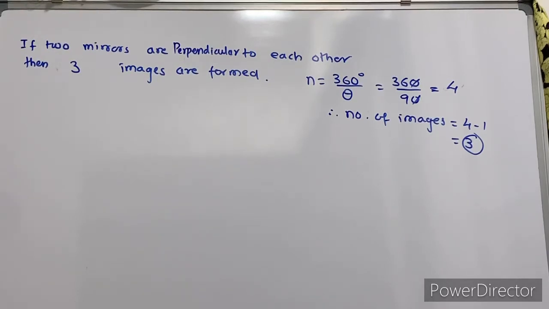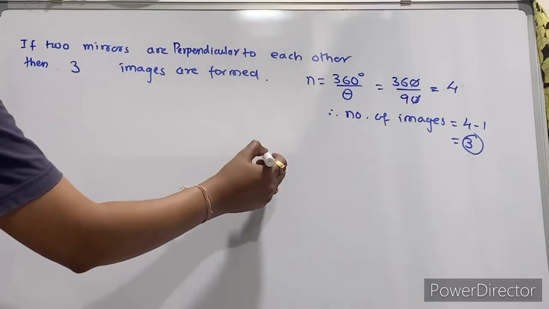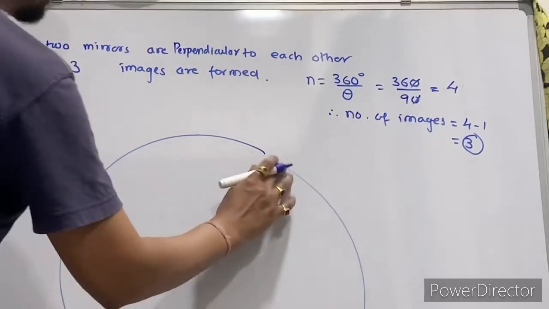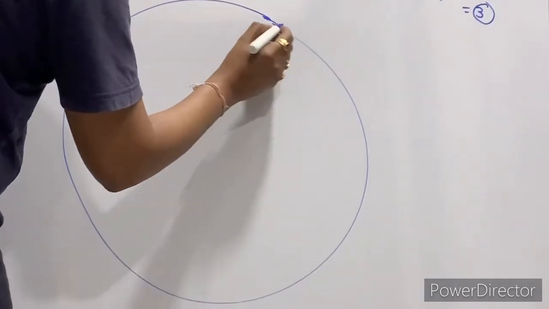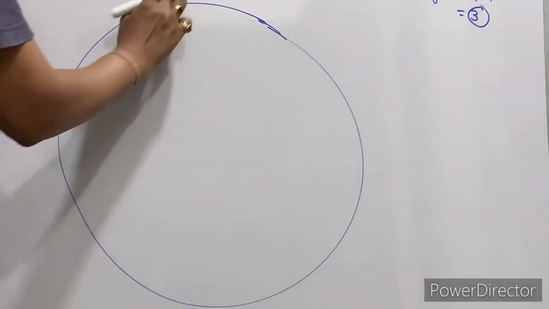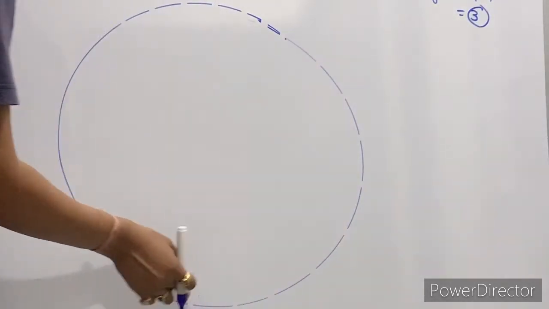So how do we start with perpendicular mirrors? For that, I will take a dotted circle of a particular radius. This circle should cover half your page. So this is dotted, so I will just remove this part. All this part is dotted.